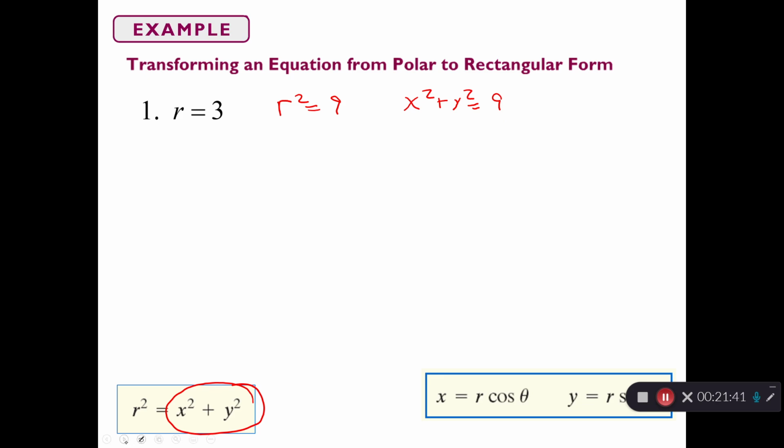All right, so let's take a look at another one. I have theta equals 45 degrees. Now again, not such a clear, straight substitution.